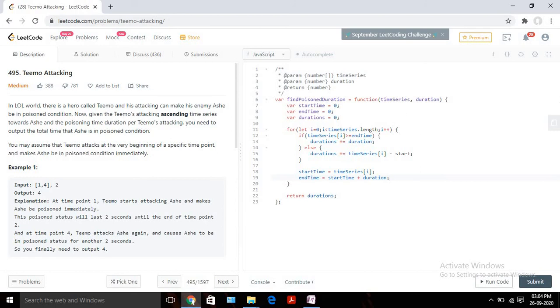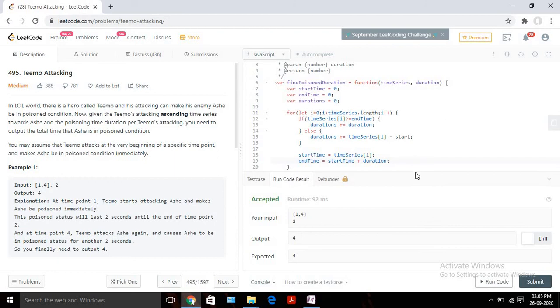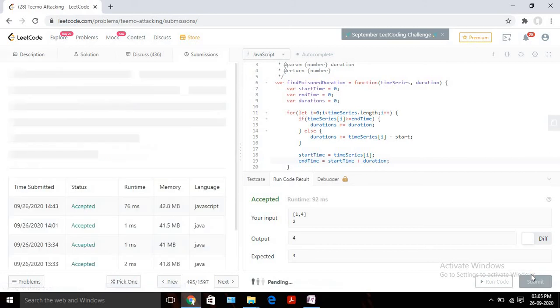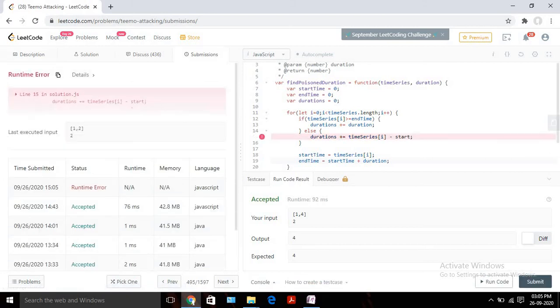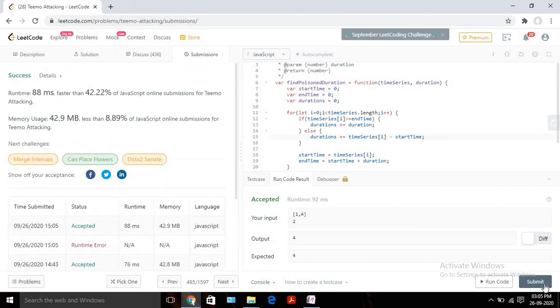I think that's pretty much it. Let's quickly run the code and see whether it's compiling or not. I think it's running successfully for the first test cases. Let's quickly submit it also. Okay, it's throwing some error, so it should obviously be start time. Now let's quickly submit it. Okay, our solution is accepted.